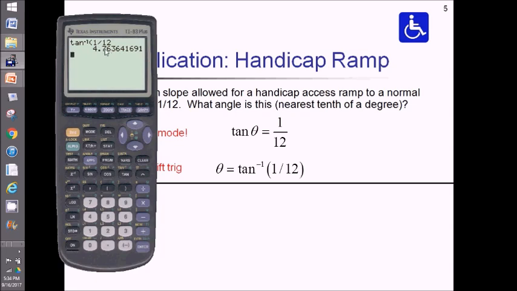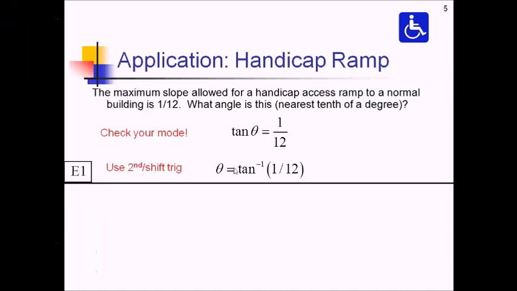4.7, 4.8. And since it's in degrees mode, we know that this is degrees. The calculator's not going to give you a degree symbol. You just have to know what kind of thing you're getting back here. So 4.8 degrees is what we're looking for for a safe handicap ramp.